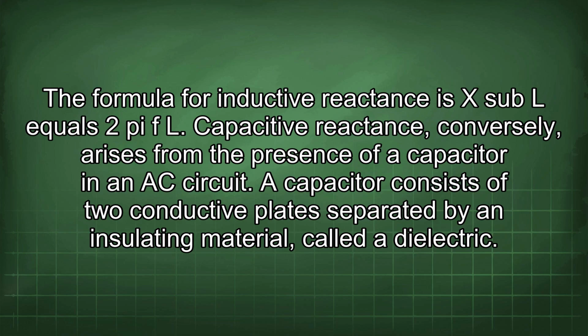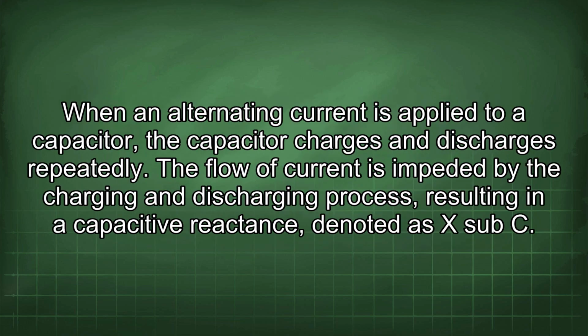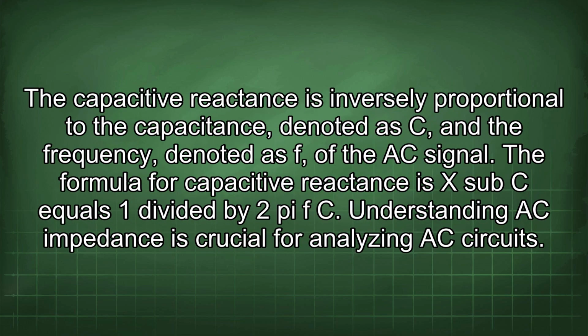Capacitive reactance, conversely, arises from the presence of a capacitor in an AC circuit. A capacitor consists of two conductive plates separated by an insulating material called a dielectric. When an alternating current is applied to a capacitor, the capacitor charges and discharges repeatedly. The flow of current is impeded by the charging and discharging process, resulting in a capacitive reactance, denoted as X sub C. The capacitive reactance is inversely proportional to the capacitance, denoted as C, and the frequency, denoted as f, of the AC signal. The formula for capacitive reactance is X sub C equals 1 divided by 2 pi f C.